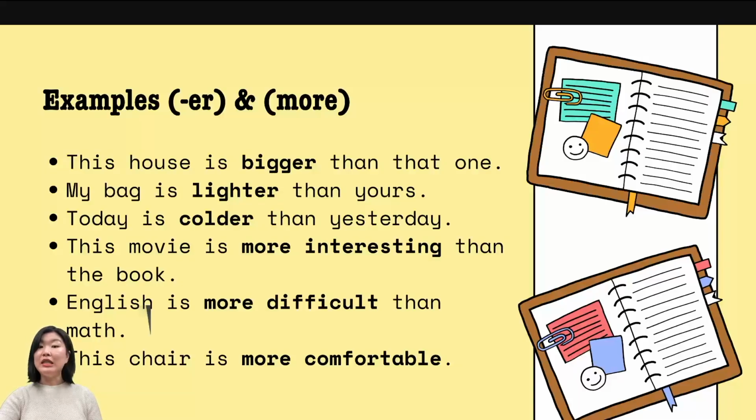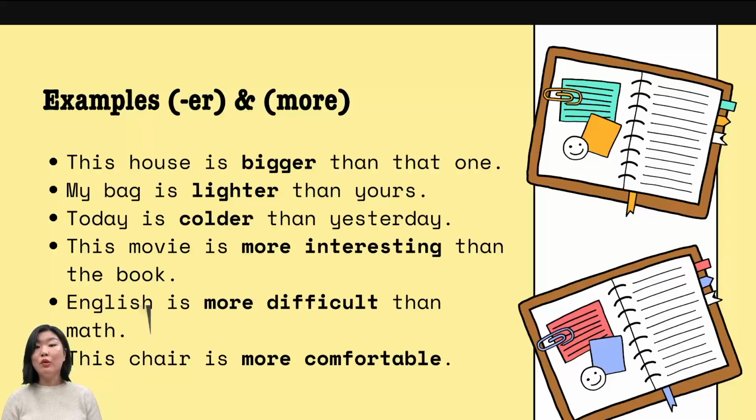This house is bigger than that one. So we're comparing A, this house, and B, that one. My bag is lighter than yours. So we're comparing my bag and yours. So which is lighter? My bag is lighter. Today is colder than yesterday. A is today, B is yesterday.